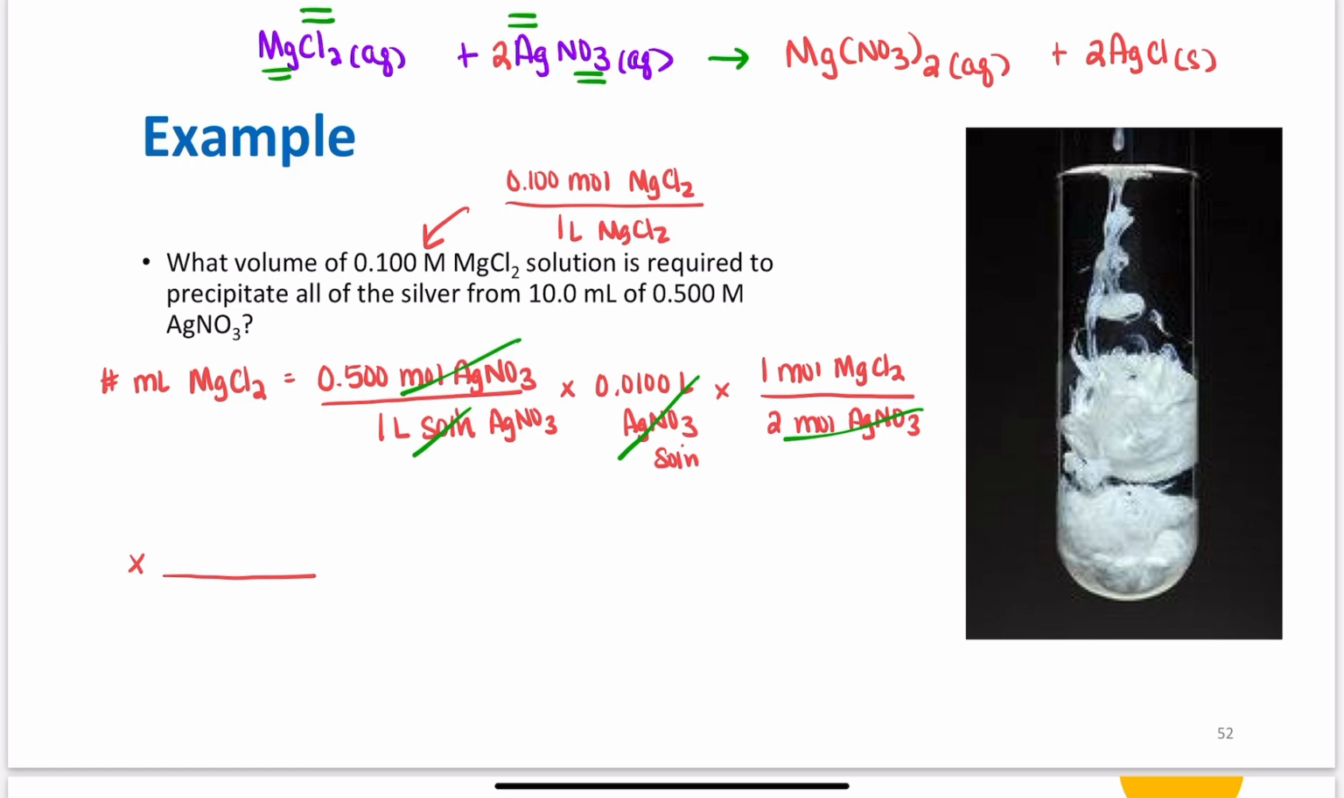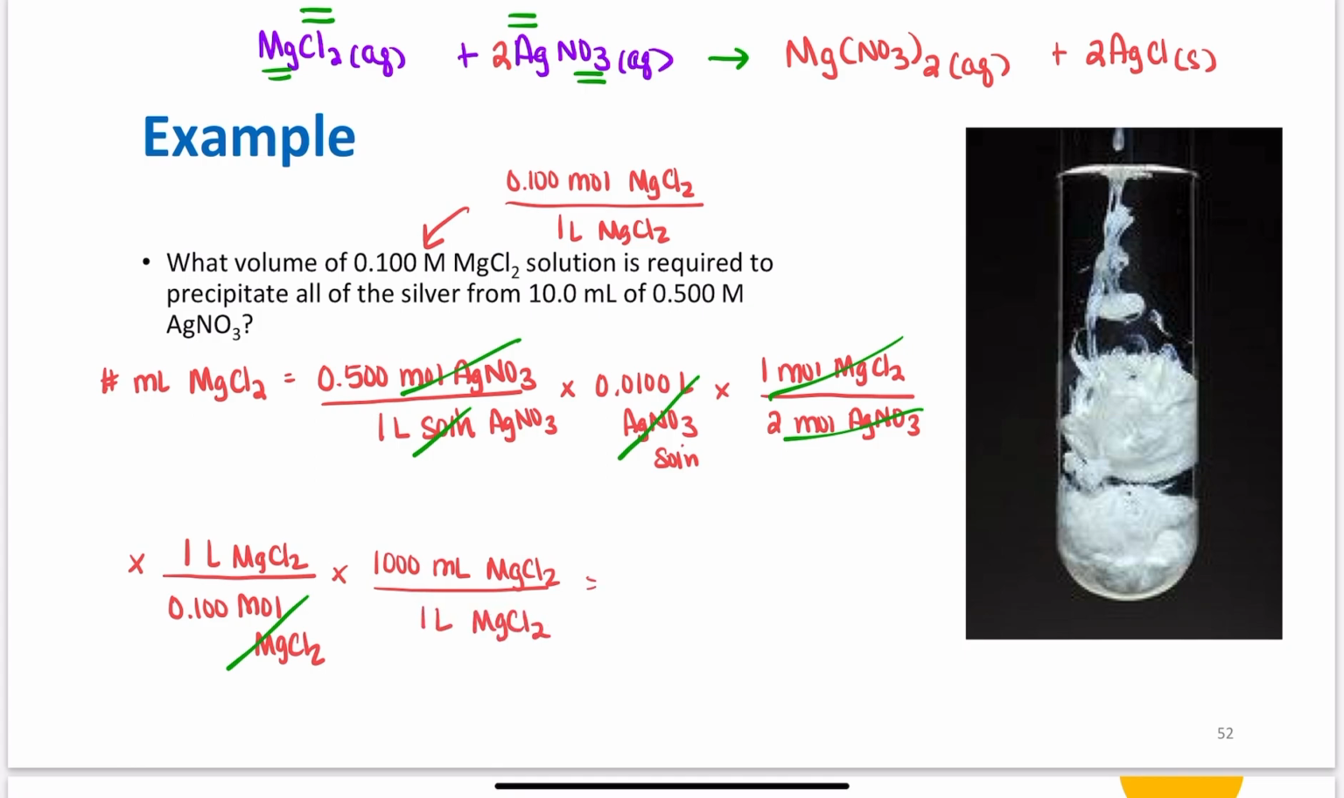But that's a conversion factor, so I can write it the other way as well, meaning I can write 1 liter of MgCl2 over 0.100 moles of MgCl2. I need to write it that way because I need to cancel my moles out of my numerator and get me into volume. Now I've got liters. I know that there's 1,000 milliliters in every 1 liter, and this just cancels out my liters to milliliters. My final answer here is 25.0 milliliters of the magnesium chloride solution I have.